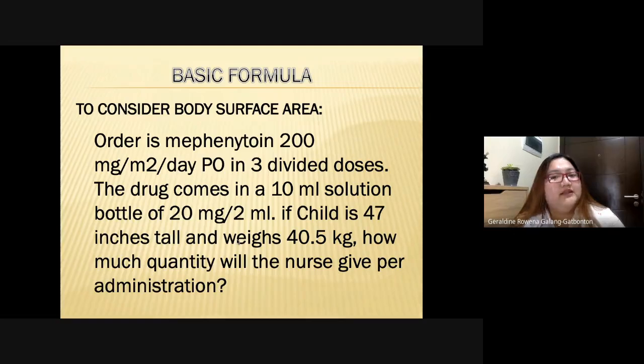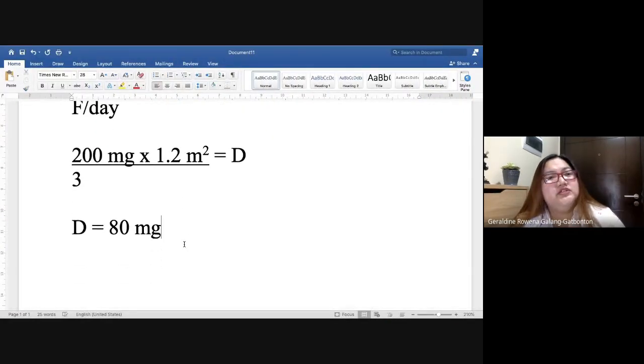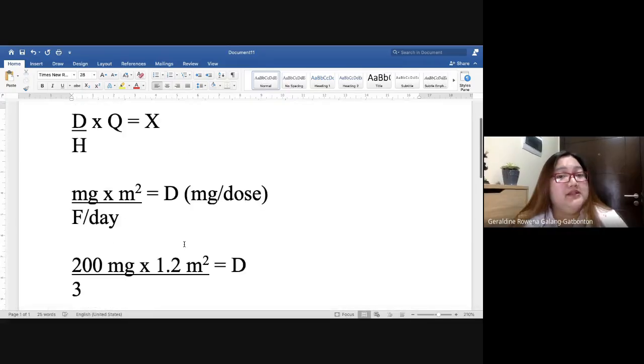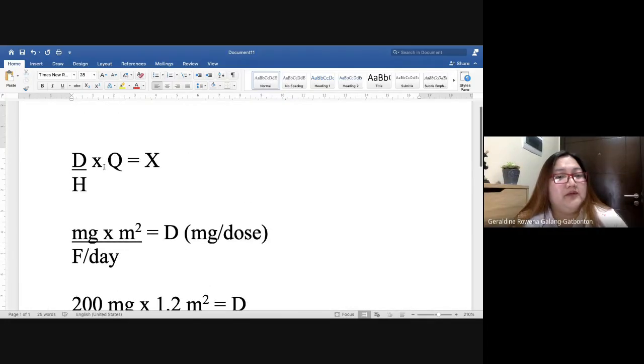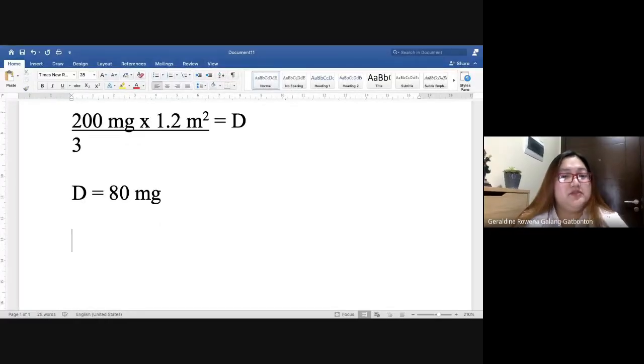Ngayon, basahin natin yung tanong. How much quantity will the nurse give per administration? Okay, yung 80 mg hindi naman siya volume, no? It's actually the weight. So, anong formula ang gagamitin natin to get the quantity? Diba? Ito yon, the amount. D over H times Q equals X. Meron ka ng D eh. Okay, so follow the D over H times Q. D is 80 mg.